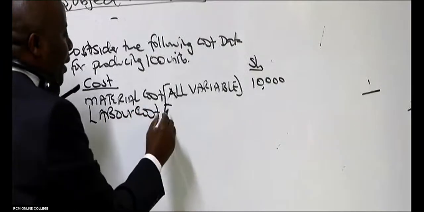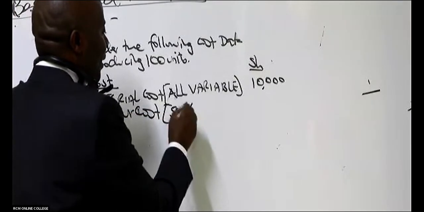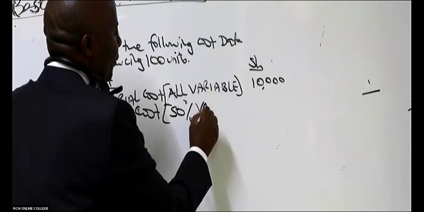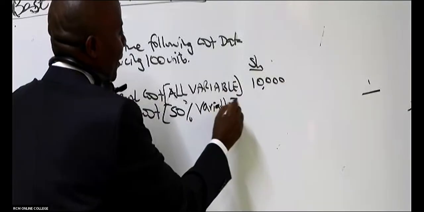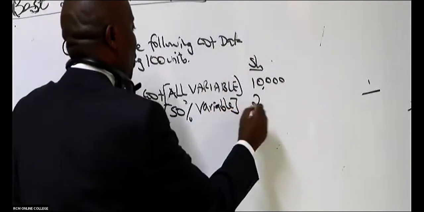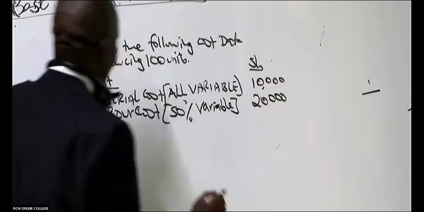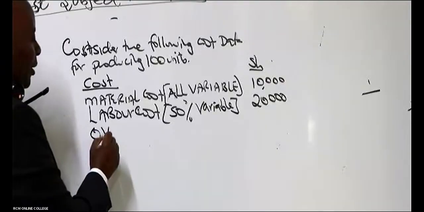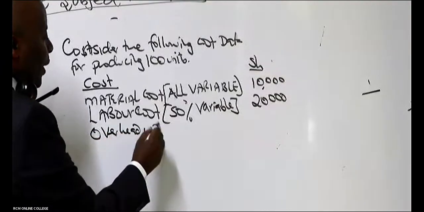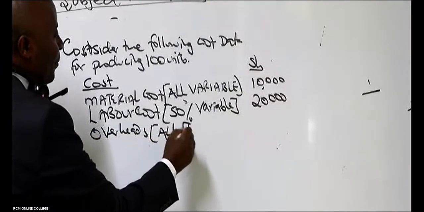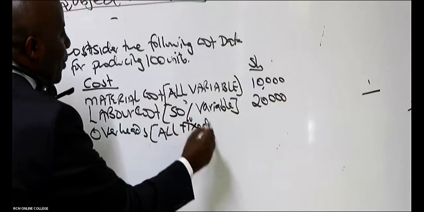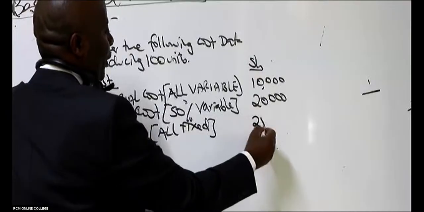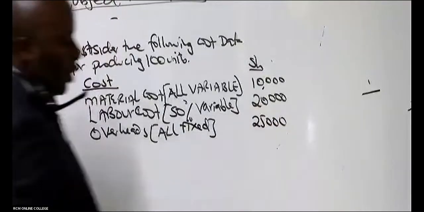In this case here, 50% variable. What do we have here? 20,000. And then we have overheads. All fixed. In this case here, 25,000, all fixed.